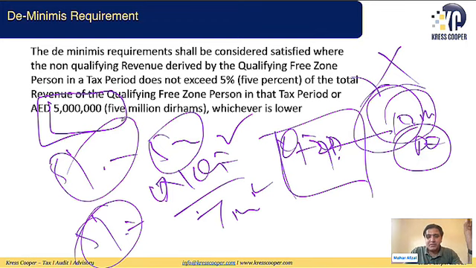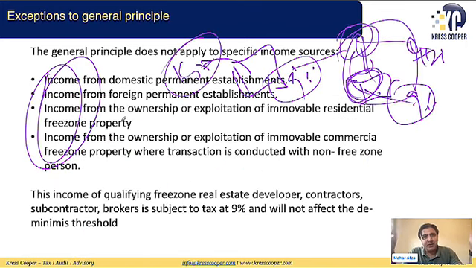So these three incomes, as we discussed on the previous page: income from the PE, domestic PE, foreign PE, income from immovable residential property, and income from immovable commercial property where the commercial property is not subject to tax at 0%. We have classified residential property as straightforward 9%, and commercial, if not qualifying, straightforward 9%. These properties and PE income will be subject to tax at 9%, and it will not have any impact on the de minimis.